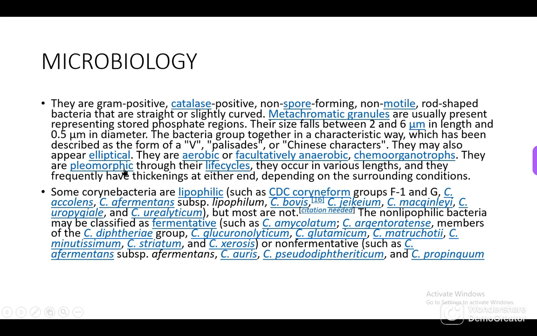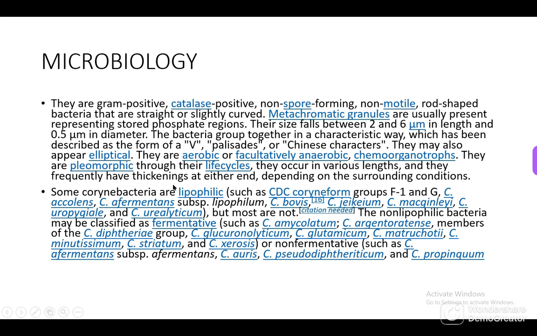They may also appear elliptical, and they are aerobic or maybe facultative anaerobic, and they are chemoorganotrophs. They are pleomorphic through their life cycles. They occur in various lengths and frequently have thickenings at their ends depending on the surrounding conditions.